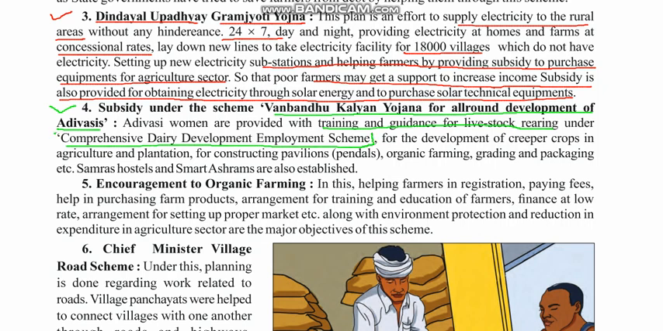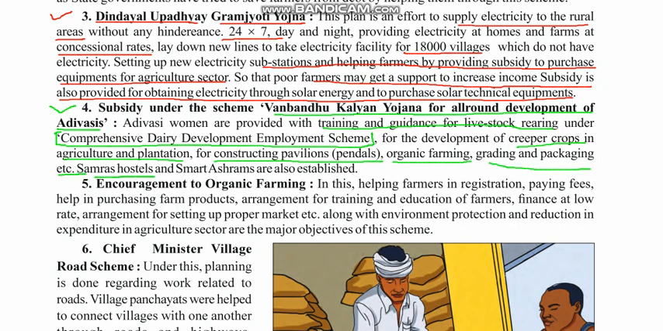So that they can take care of their cattle, and they can even sell the milk of the cattle to the dairy board. For the development of creeper crops, agriculture and plantation, they are also helping them construct pavilions, basically structures which will help the creepers get support. Organic farming is done. This is a very important point. Organic farming means farming done without the help of chemicals. Grading and packaging etc.